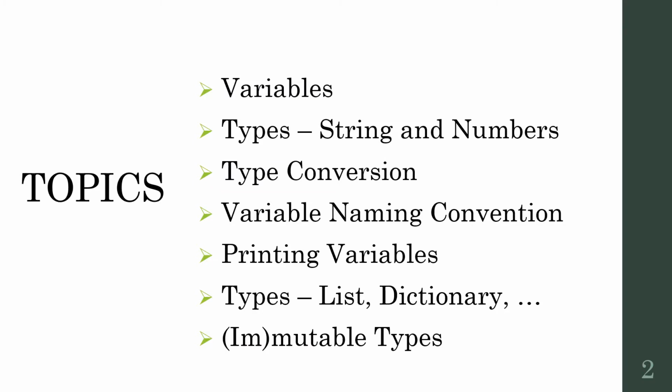In this video, we'll be discussing a range of topics. We'll begin with simply defining a variable and then the different variable types, how to convert a variable, and then get into some of the printing as well as more advanced object types that Python offers. We'll conclude this video with the difference between a mutable and immutable object type.